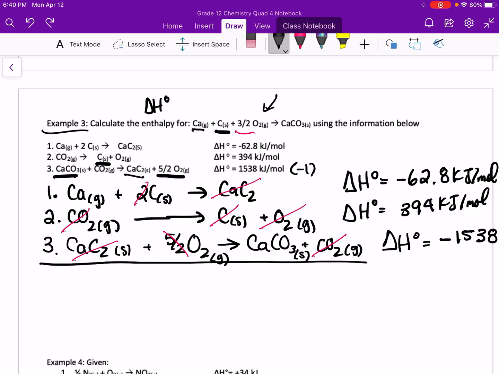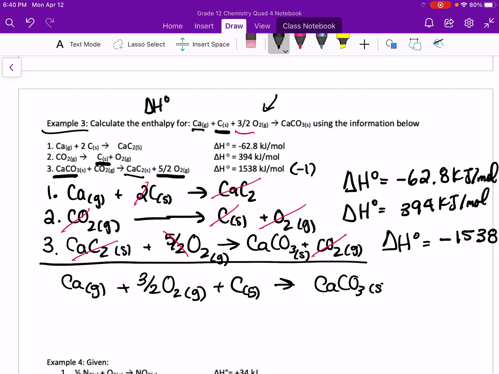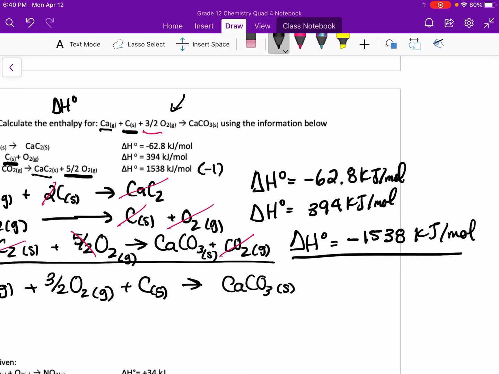When we put this all together, we're going to have calcium gas plus 3/2 oxygen gas, which is our 3 oxygens when we subtracted, producing, and our carbon, can't forget, producing our calcium carbonate, and that's it. Our total delta H, when we add this all together, is negative 1207 kilojoules per mole.